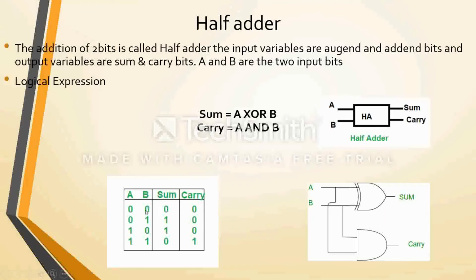How does it work? Suppose there are 2 inputs A and B, the combinations will be 0 0, 0 1, 1 0, 1 1. What is the sum? According to the Boolean algebraic law, 0 plus 0 is 0, 0 plus 1 is 1, 1 plus 0 is 1, 1 plus 1 is 0, followed by carry equal to 1. So from this table we write sum is equal to A XOR B and carry is equal to A AND B. And how do we implement this?